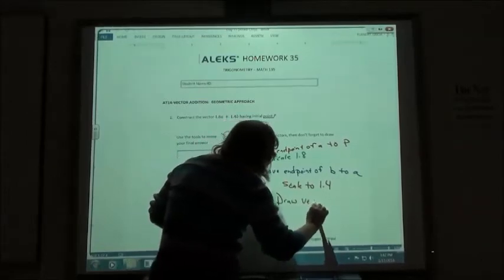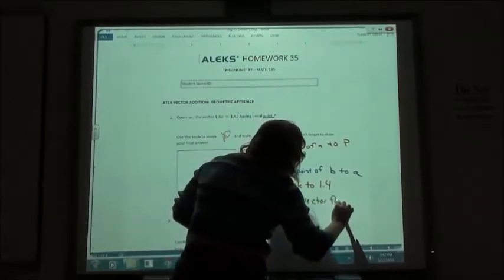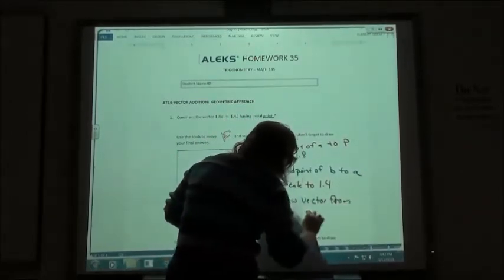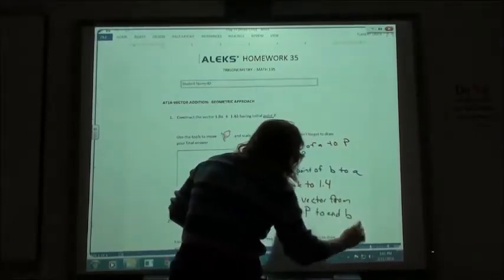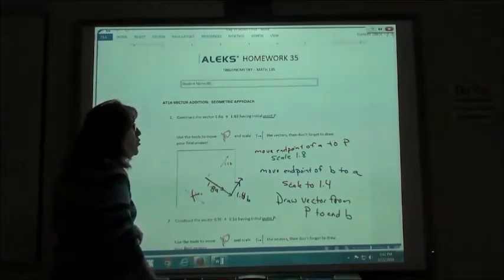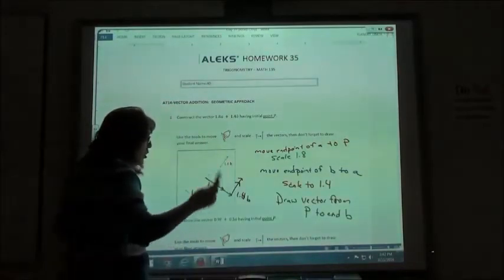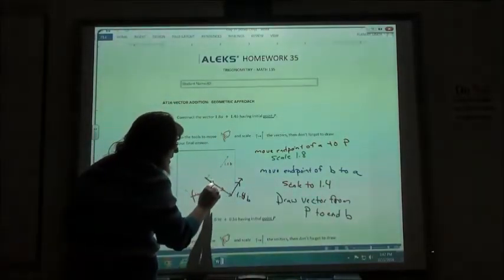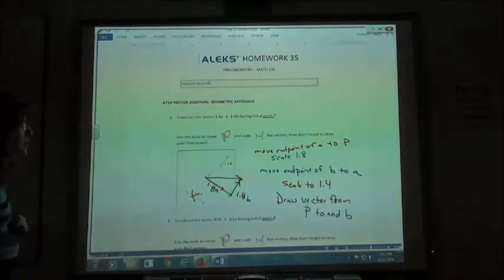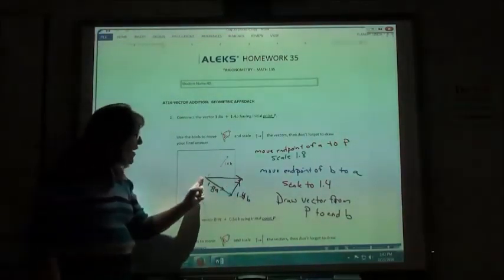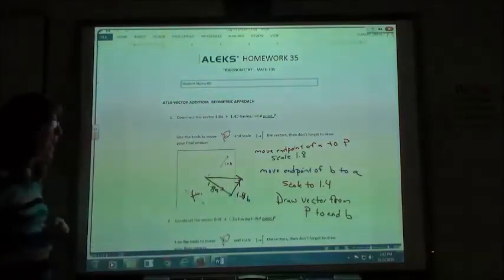Final part, you're going to draw the vector from P to the end of B. So I'm going to take a different tool. It's just going to look like the vector. I'll show you in a minute, and draw from P to the end of B, and that's what it's going to look like when you're done, is this vector right here that I have drawn in black.